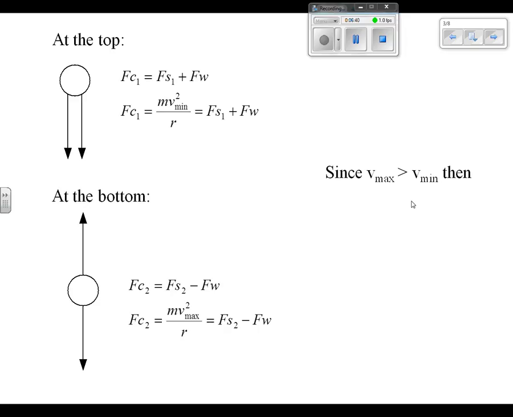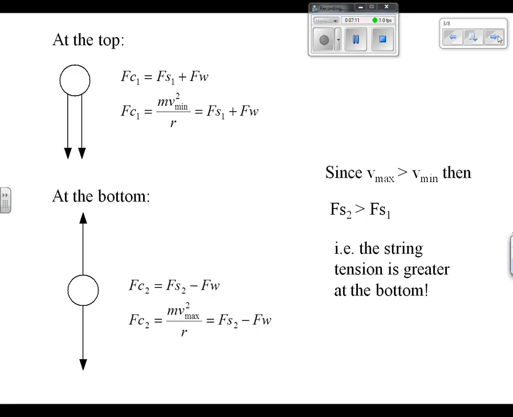Okay. Is v max greater than v min? It has to be by definition. Therefore, the string tension at the bottom must be greater than the string force at the top. And that's intuitive. I showed you with the rubber stopper. In other words, the string tension is greater at the bottom.